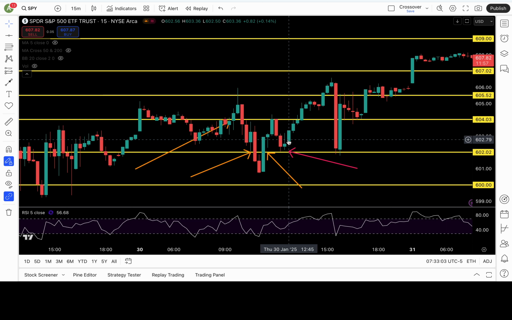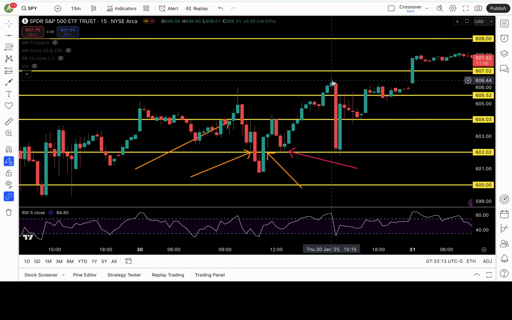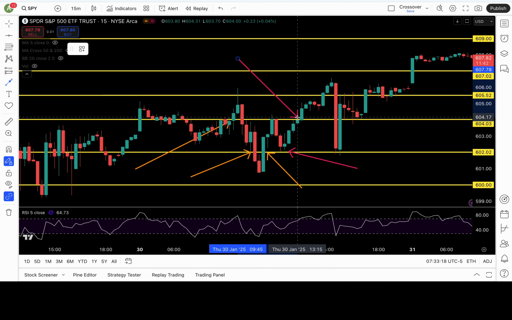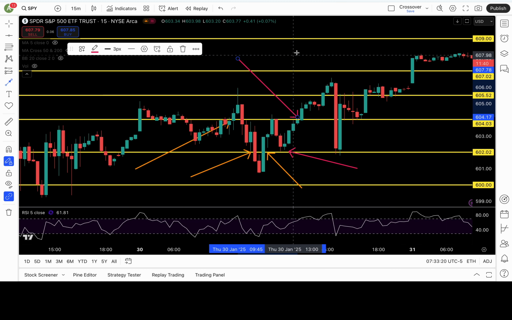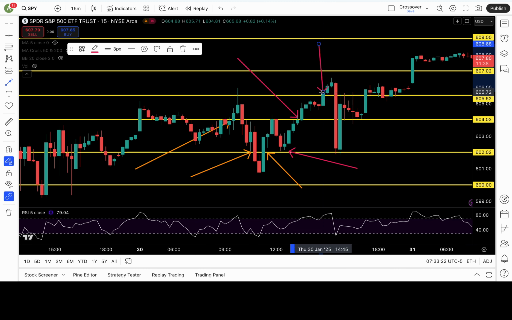Always watch for the backtest to confirm breakouts and breakdowns. Does that make sense? And from there, after we turned 602 back into support successfully, we pushed up higher. And right here, we cleared 604, recaptured 604, and it gave us a nice level move to 605.5.